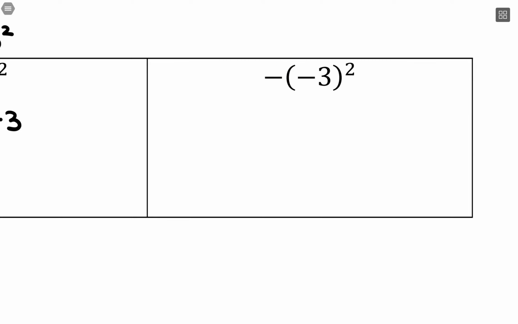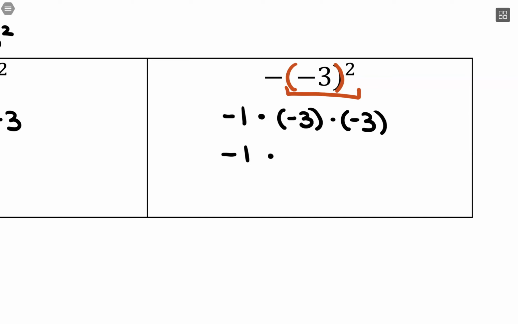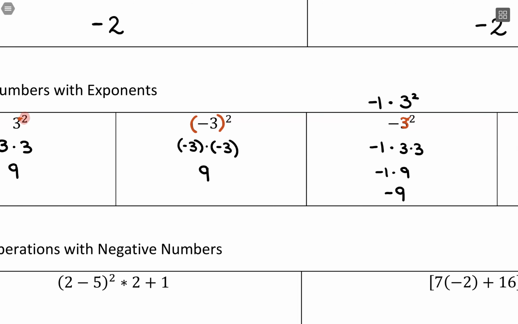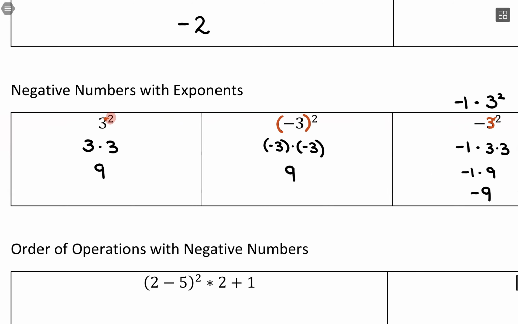We have this negative hanging out front, and what I like to do is just write that as a -1 times. And then what I'm going to focus on is this piece right here, which that -3 in parentheses squared means those parentheses are getting squared. So we'd have -3 in parentheses times -3 in parentheses. So this is a -1 times. Well, negative times negative makes a positive. 3 times 3 is 9. So -1 times 9 is -9. So those are cases with exponents and what parentheses do, especially when working with negative numbers.